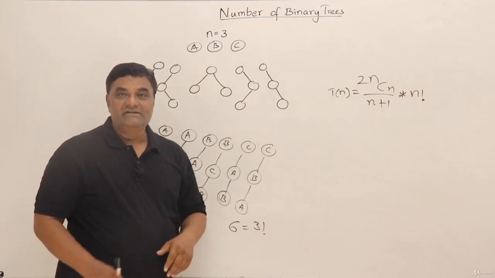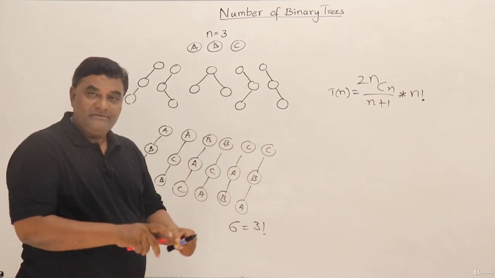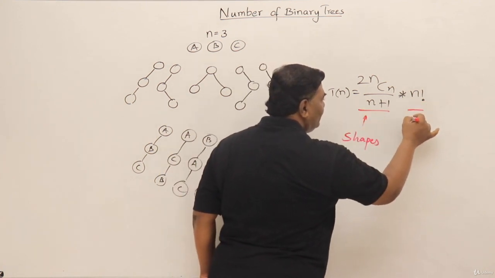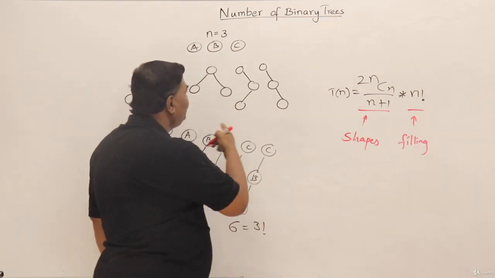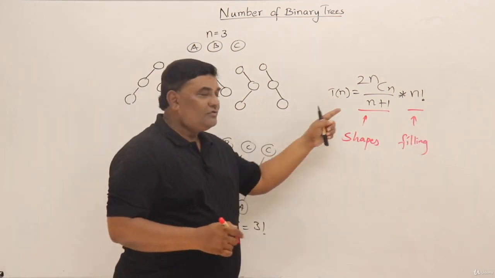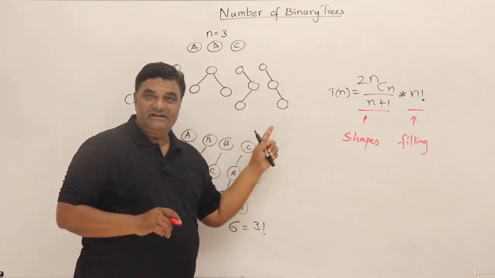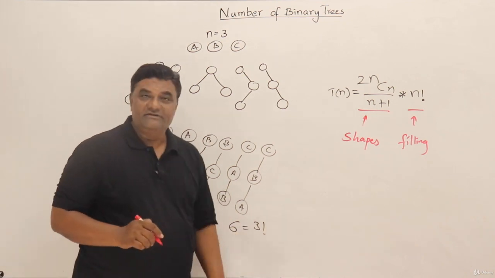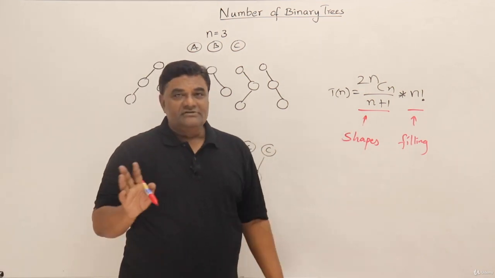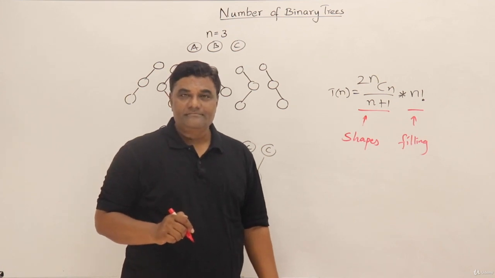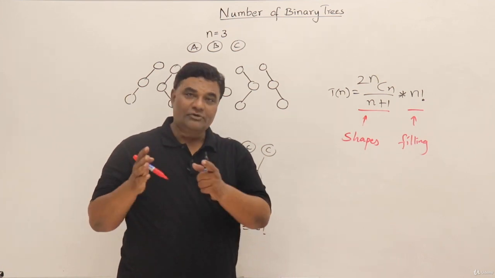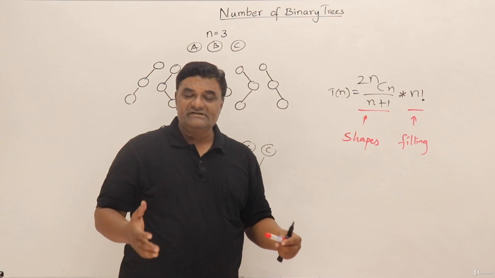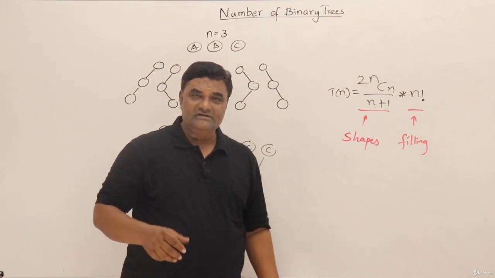This is because of the filling of labels. If you look at this formula and separate it into 2 parts, this part is for shapes and this part is for filling, the permutation. In how many ways can nodes be filled? This gives you how many different shapes we can get, 5 different shapes. Then n factorial gives in how many ways one shape can be filled. So if the nodes are labeled, then this formula. That's all, end of the topic. So we have learned number of nodes versus number of different shaped binary trees. This analysis is useful further in other topics.